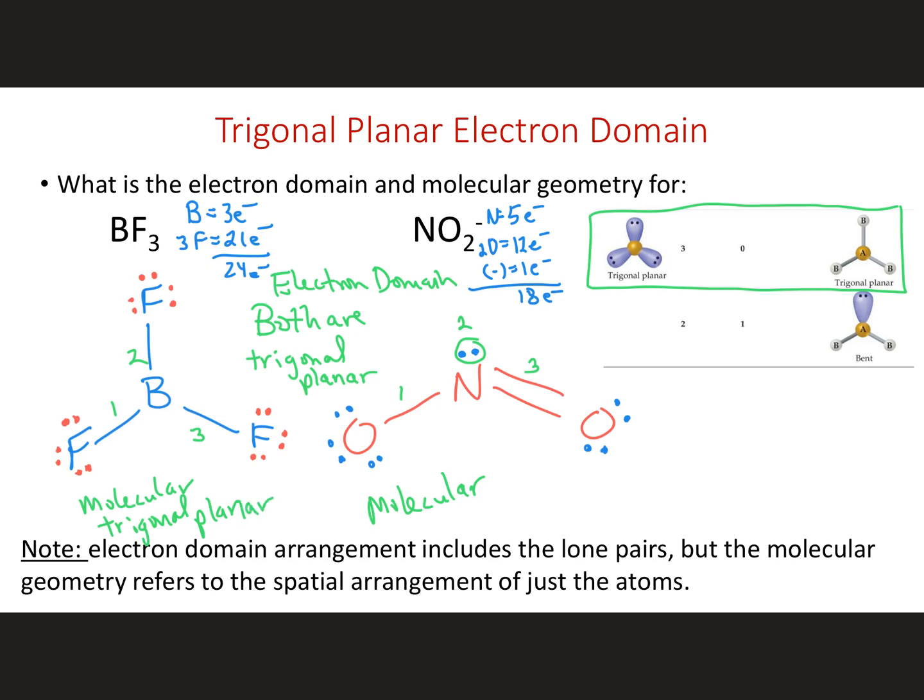However, if I have 3 domains and 2 are bonding, that's what we see with nitrite, and 1 is a non-bonding lone pair of electrons, then my molecular geometry would be this bent geometry, changing the shape of the molecule, making boron trifluoride a different shape than nitrite.